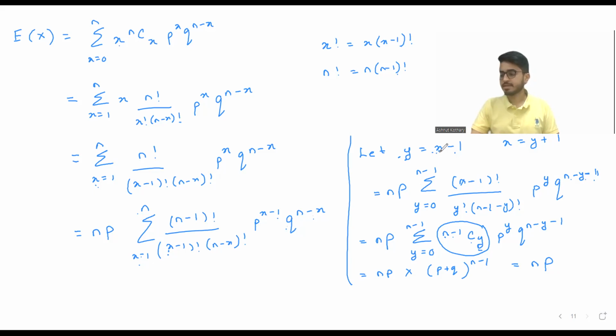Limits: when x takes the value 1, y takes the value 0. When x takes the value n, y takes the value n minus 1. And we come up with this term, which again, as I explained, can be represented in this particular format. And this is nothing but the binomial expansion of (p plus q) whole to the power n minus 1.